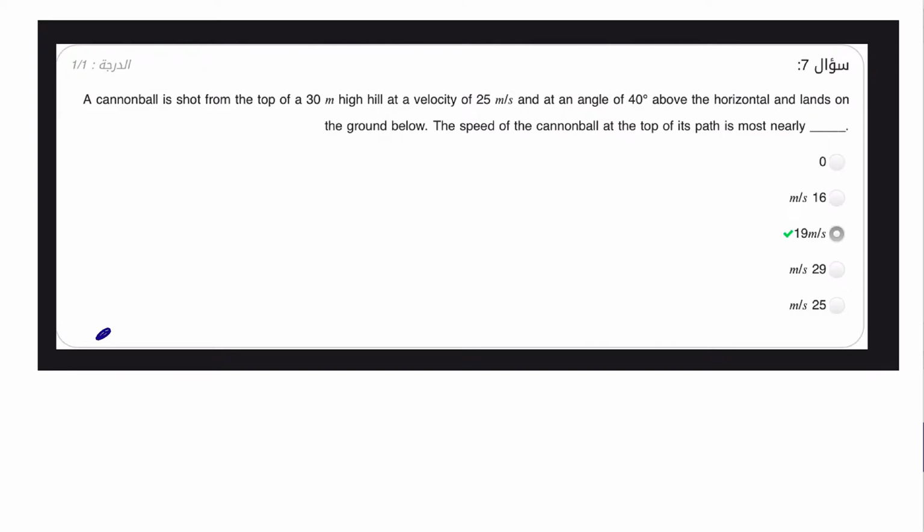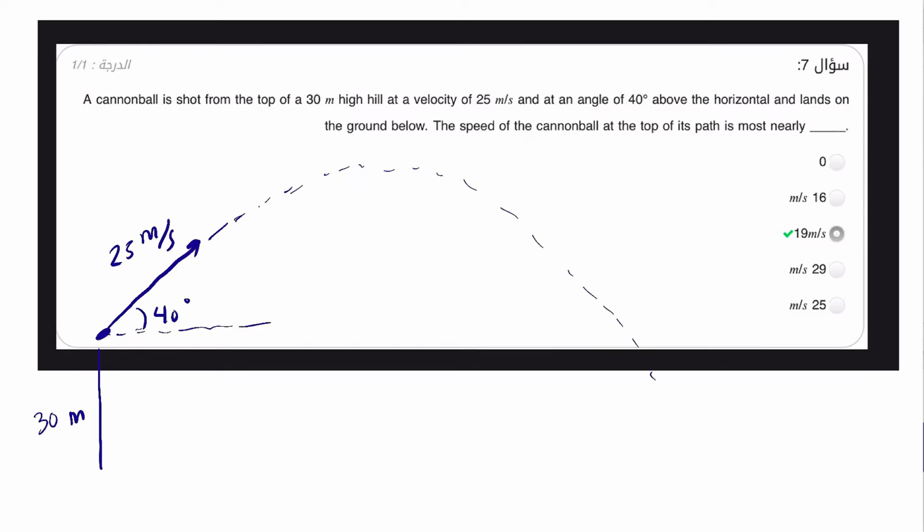So we have a cannonball that is shot from a high hill that is 30 meters, with a velocity of 25 meters per second at an angle of 40 degrees. The cannonball goes up, so it's going to follow this projectile path. It goes up and then it lands here on the ground.